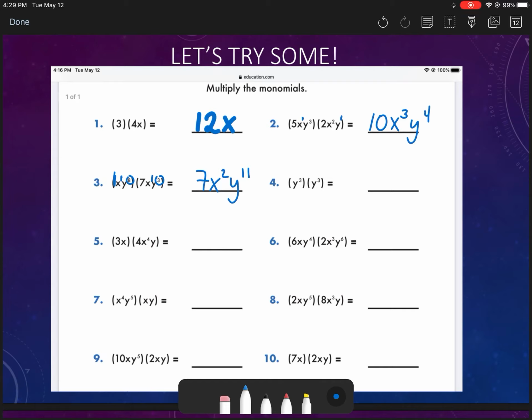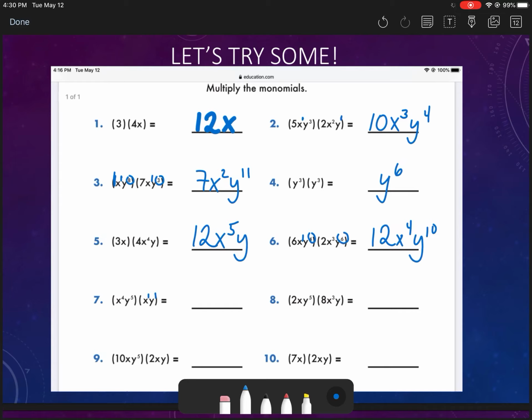Okay, next one, we have y to the sixth. Number 5, 12x to the fifth, y. Okay. Number 6, we have 6 times 2, which is 12. X to the fourth, there's a 1 there. And y to the 10th. We're adding 4 and 6 to give us 10.